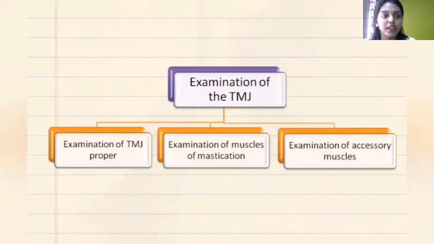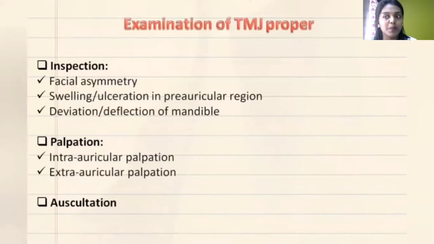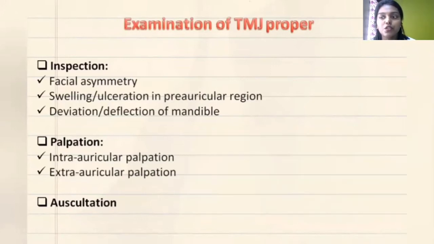Examination of the TMJ includes 3 parts: the TMJ proper, examining the muscles of mastication, and examining the accessory muscles. Examination of the TMJ proper is done under 3 basic headings: inspection, palpation, and auscultation. Under inspection, we have to inspect for any facial asymmetry, check for any swellings or ulceration in the preauricular region, and observe for any deviation or deflection of the mandible on mouth opening.